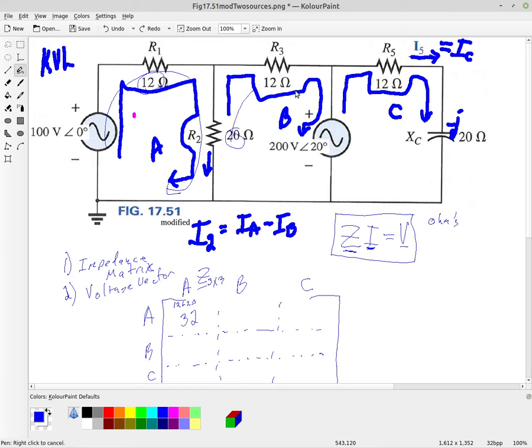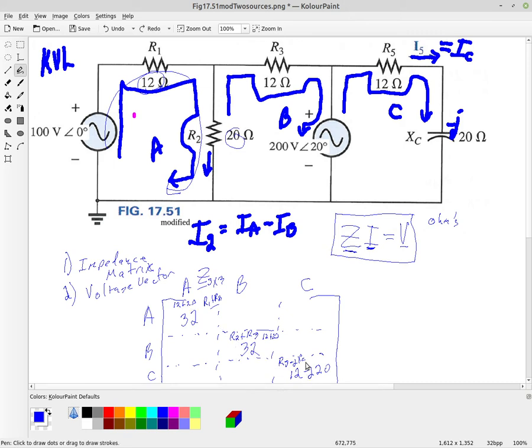All right, so now we're going to have this one. We have R2 and R3. Okay, so that's R2. I should have written that over on the other one. R2 plus R3, which is going to be 12 plus 20, which is also 32. Okay, so this was R1 plus R2 up here. And then for the C matrix, I'm going to have the 12 minus J20. So that's going to be R5 minus J X of C. All right, and so that's going to be 12 minus J20.